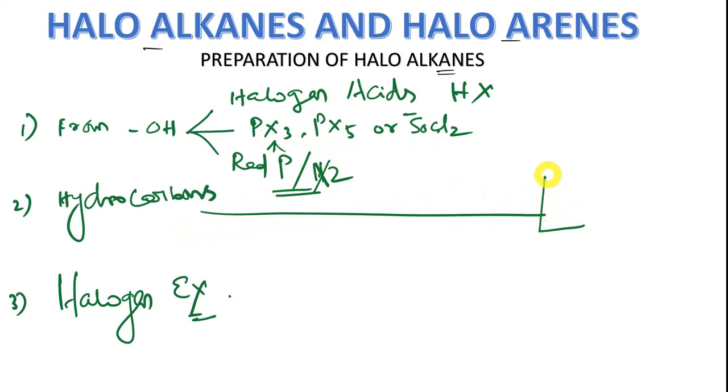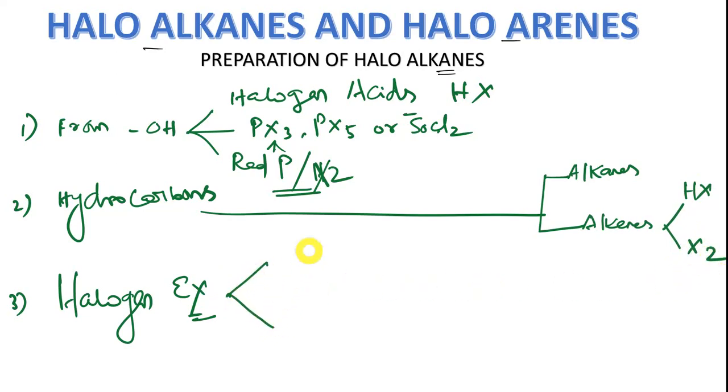And hydrocarbons, let me write here. From hydrocarbons, we can go for two methods, from alkanes and alkenes. For alkenes, two methods we can go for, from hydrogen halide, HX, and from simple dihalides, X2. And for halogen exchange reactions, we have two types here: the Finkelstein reaction and the Swarts reaction.